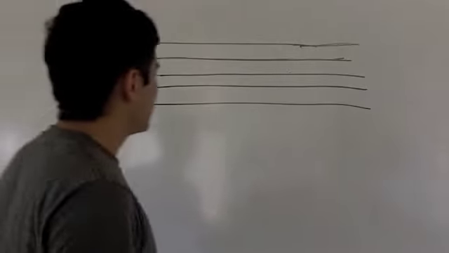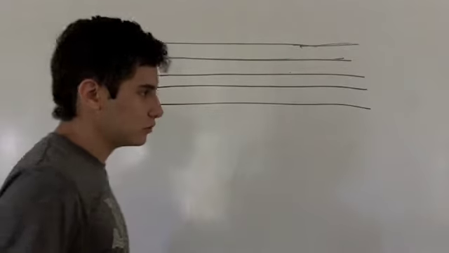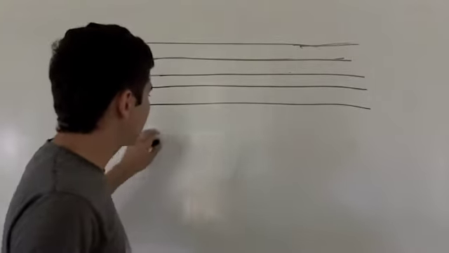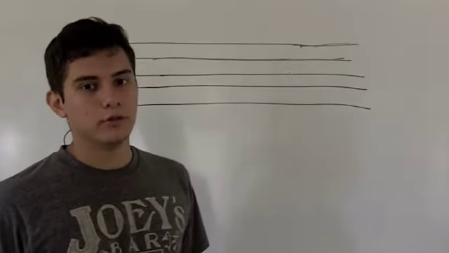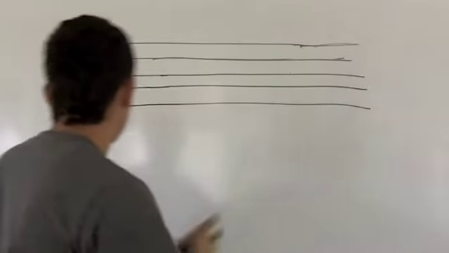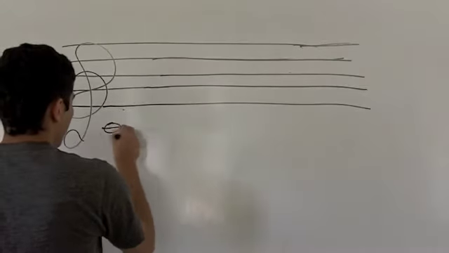So we just finished talking about intervals, but we're gonna keep talking about intervals. What I told you about before were seconds, thirds, fourths, and things like that. Those are all major intervals. There are minor intervals. So let's draw out C here.